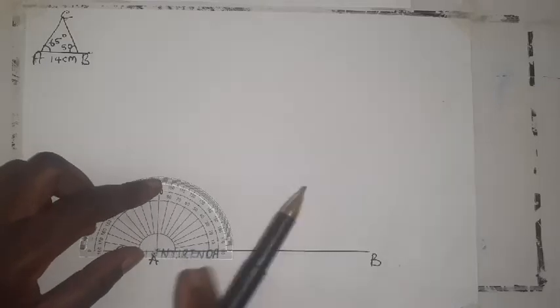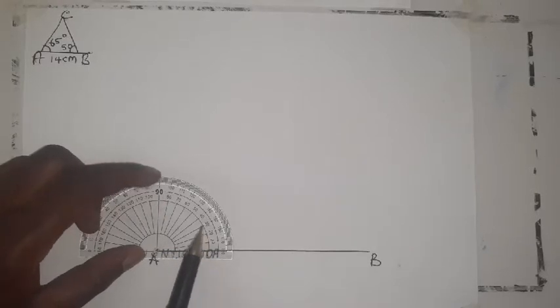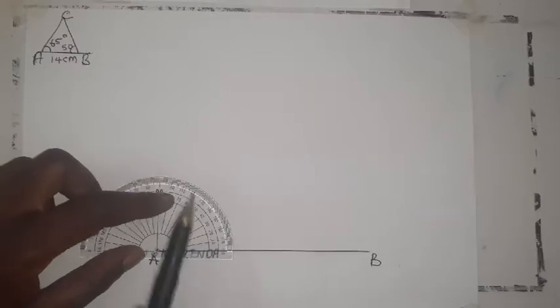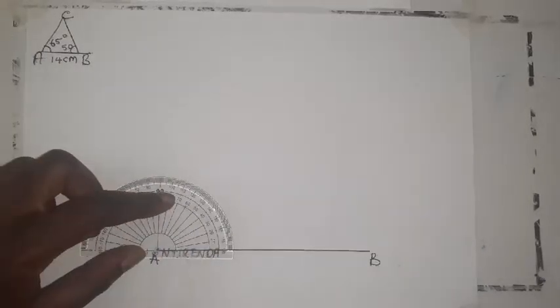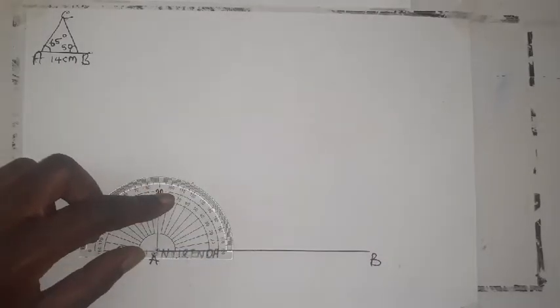Okay? So then how do we count? We start from this 0. I hope you're able to see our 10, 20, 30, 40, 50, and 60. This is our 60, but what we want here is 65. So I'm going to move to 65. My 65 is here. Are we together? That is where my 65 is.